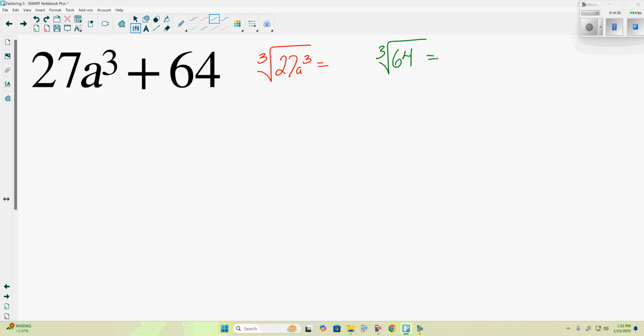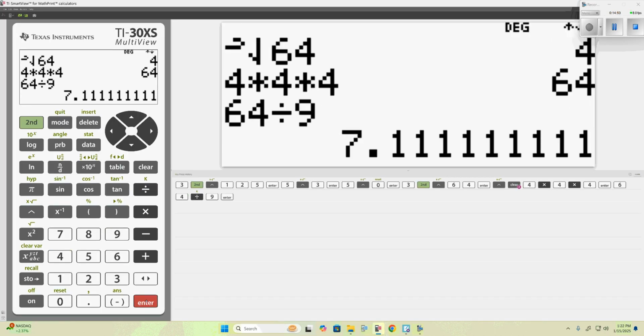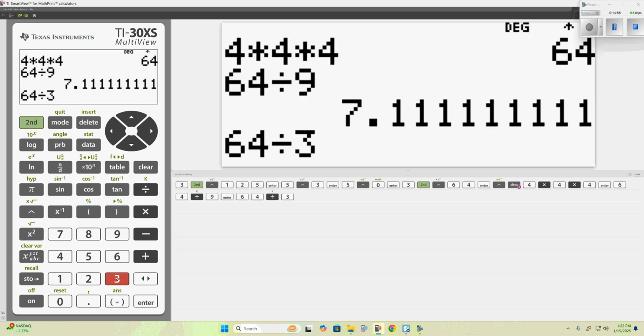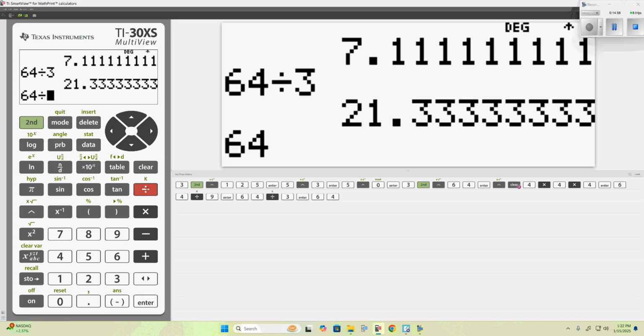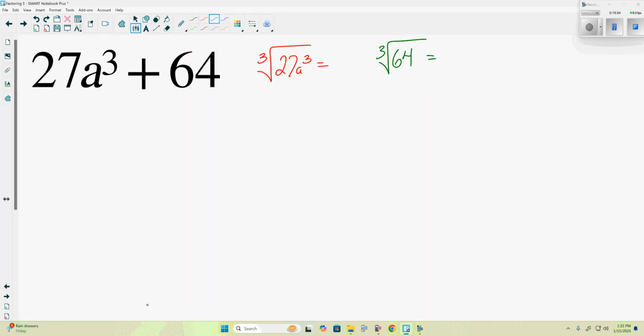Now again, it's always good to look for a greatest common factor between our terms. 27a to the third, 64, they both don't share a common variable. And if we're looking for greatest common factors between 27 and 64, the main ones I'd be checking are 3, 9, and 27, because those are all the factors of 27 other than 1. They don't share a common factor.